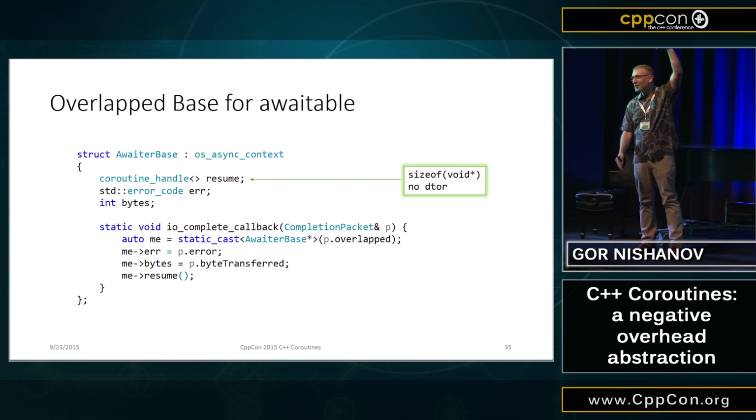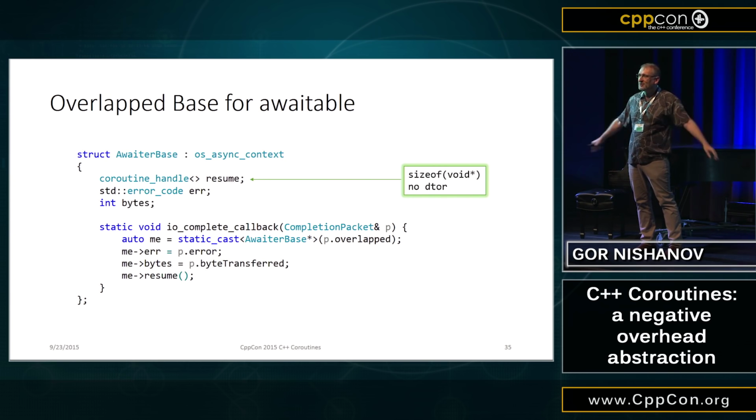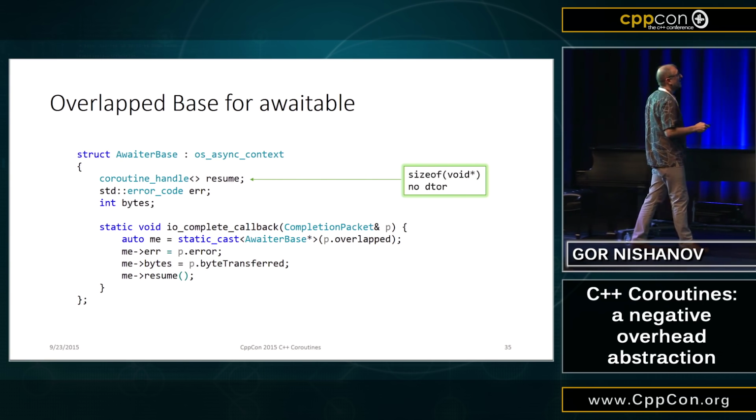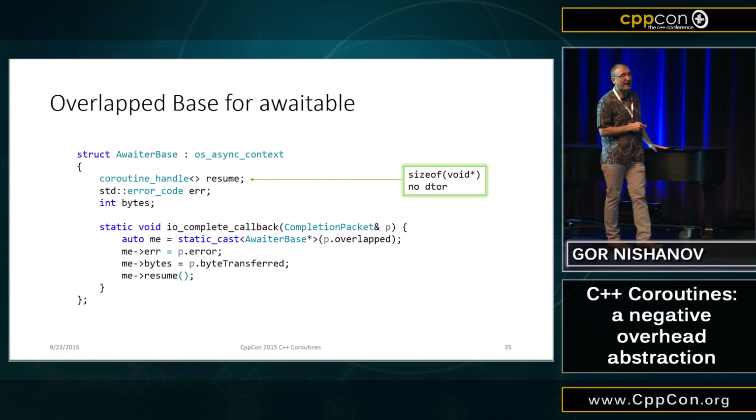You get the initial entry point where you pass all of the parameters you want. On resume, you pass no parameters whatsoever. So this is essentially how you pass parameters inside, how you transfer them. Here I stored error and number of bytes. And when the OS calls me, I will grab the overlap that the OS gives me back. I will reconstitute myself by downcasting.